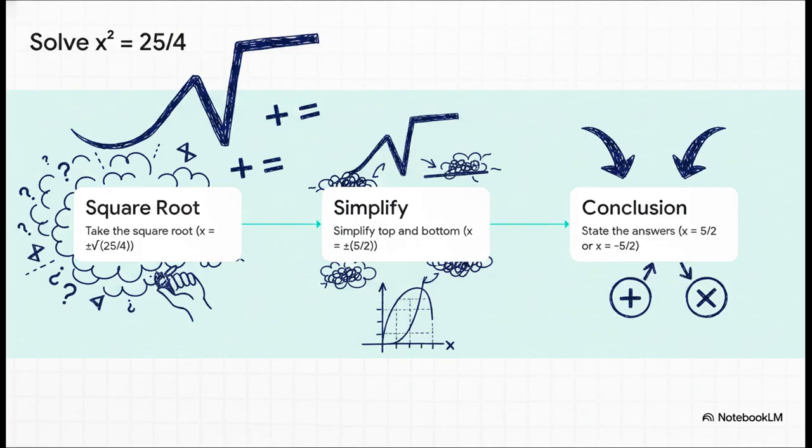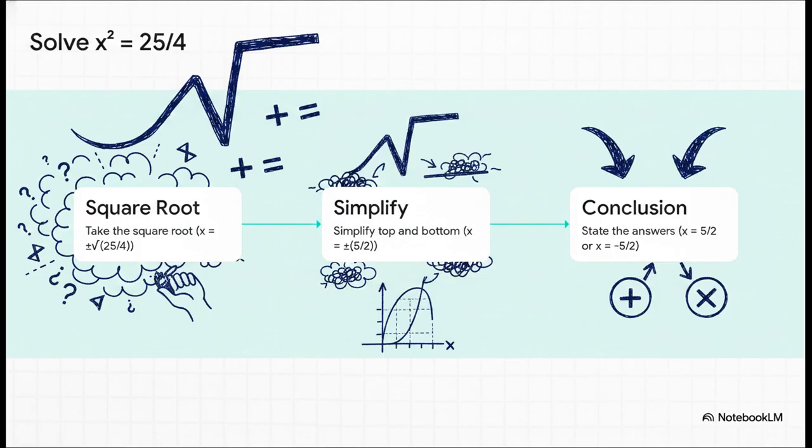Step 1. Take the square root of both sides. So x equals plus or minus the square root of 25 over 4. Step 2. How in the world do we simplify this? Well, you treat it like a mathematical cheat code. You just take the square root of the top number and the square root of the bottom number. It's that simple. The square root of 25 is 5, and the square root of 4 is 2. So x equals plus or minus 5 over 2.